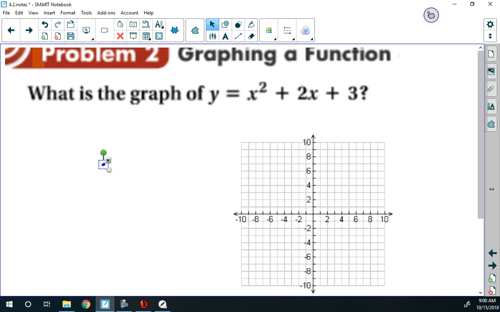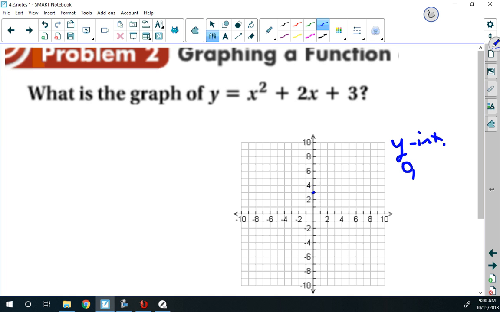The 3 on which axis? The X or Y axis? Y axis. Good. Our Y-intercept's 3. That's our Y-intercept, 0, 3. Now, do we know that that's our vertex? No. A lot of people want to jump to conclusions and say, well, that's my vertex. No, it's not. To be clear, that's not my vertex.